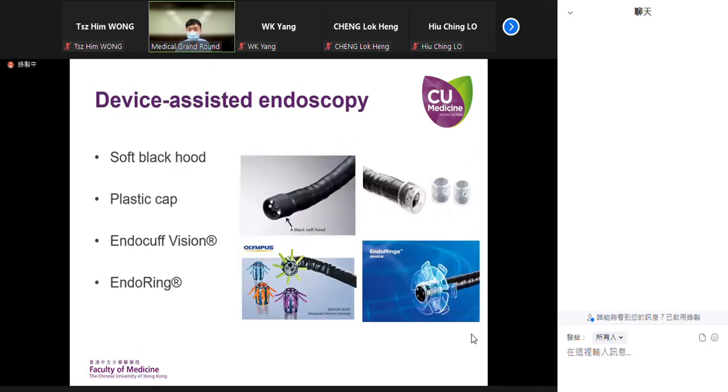So apart from image-enhanced endoscopy, there are also some device-assisted endoscopy methods. First of all, we have the soft black hood, which is commonly used in the setting of magnifying endoscope. And then we also have the plastic cap, which is commonly used in the examination of the small bowel and also the colon. And also there are some commercially available devices such as the Endocuff and the Endoring, which were produced to try to push away the mucosal folds and allow better visualization of lesions that hide behind the folds.